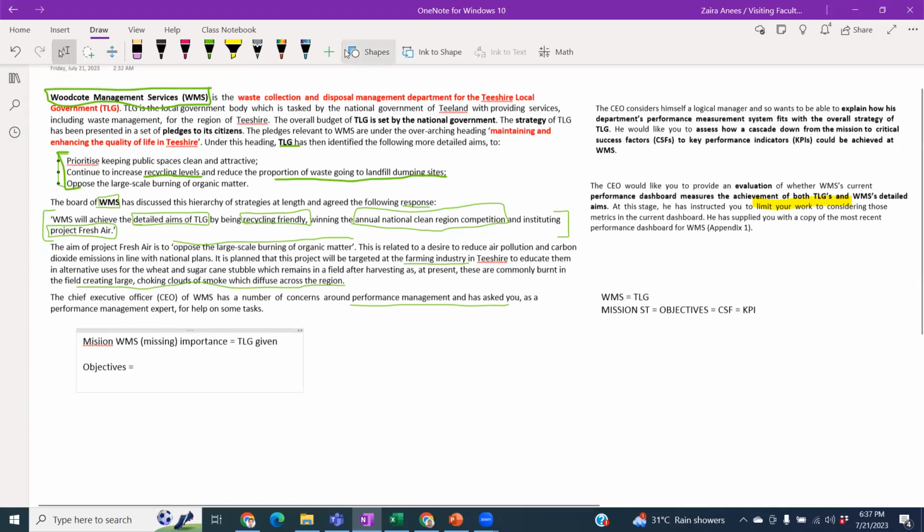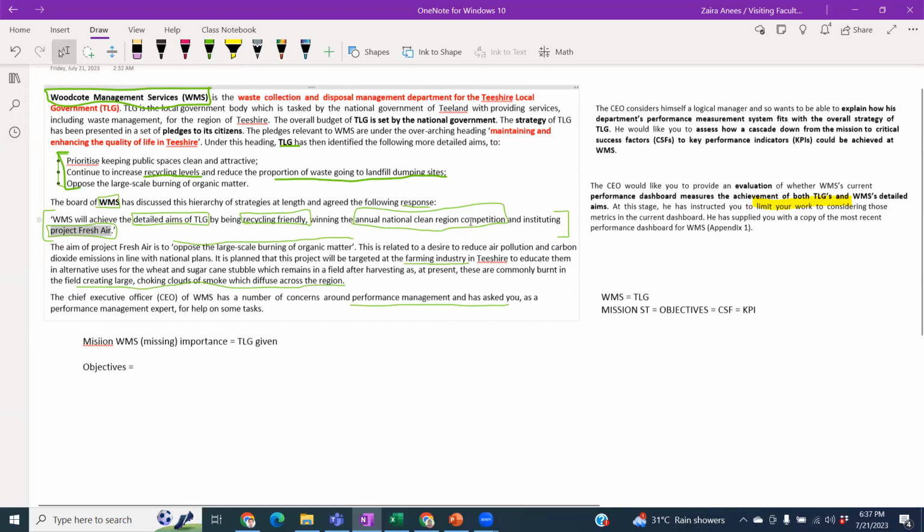Ma'am, one question. Yeah, sure. Why do you say that PMS will achieve the detail? That line is not a mission statement. I didn't understand that. This one? The VMS, yeah, that line. Because see, we are actually talking about a specific project, right? We are talking about winning a national clean region competition, right?